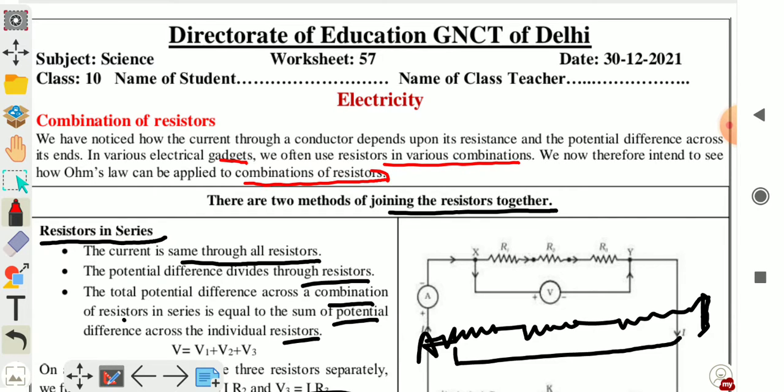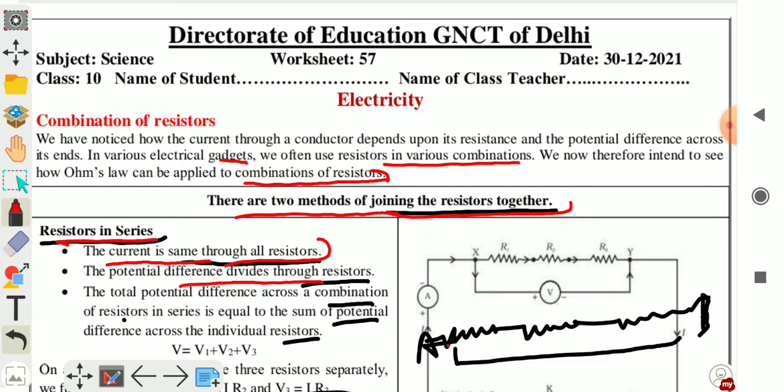So there are two methods of joining the resistors together. How many methods? We have to learn about two methods. The first method is resistors in series. If we connect the resistors in series, the current is the same through all resistors, and the potential difference divides across the resistors. What happens to the potential difference? It divides across the resistors, and the current is the same through all resistors.